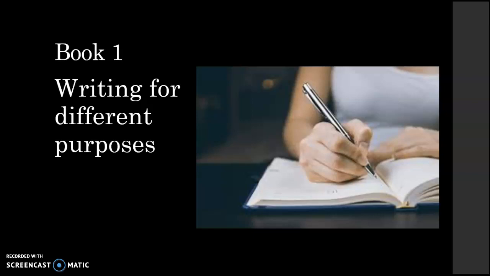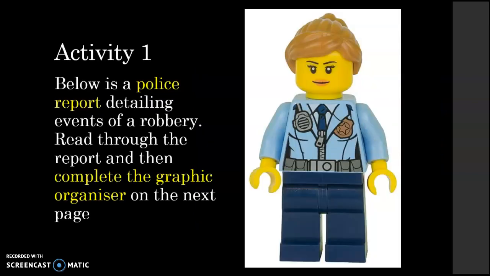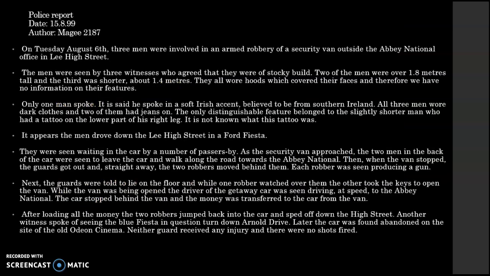The book that you've got will be called Book 1, Writing for Different Purposes, and there may be other books. And today we're just going to talk about activity 1, which says below is a police report detailing events of a robbery. Read through the report and then complete the graphic organizer on the next page. So this is the report.